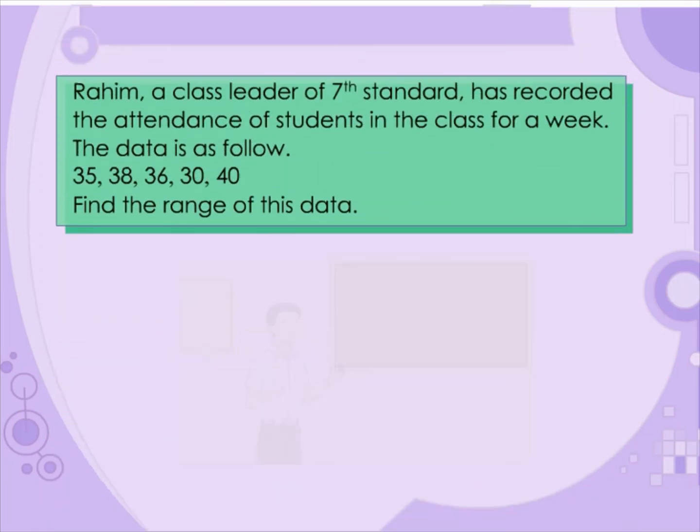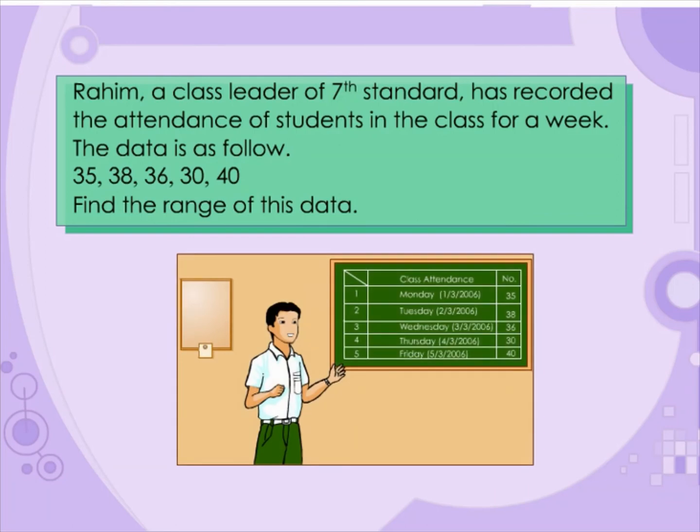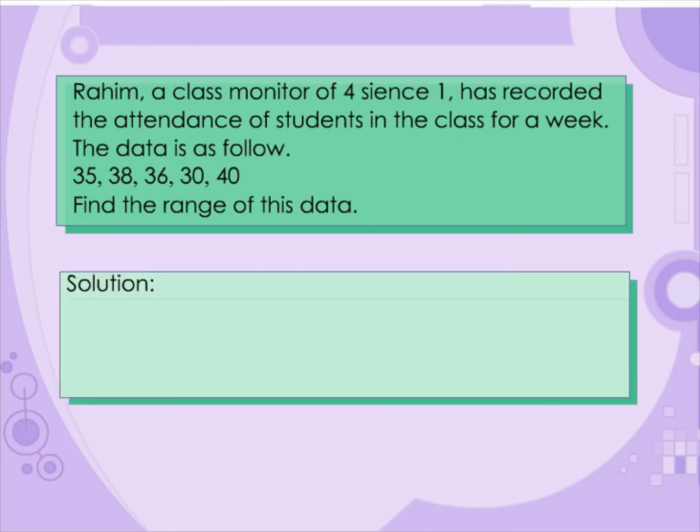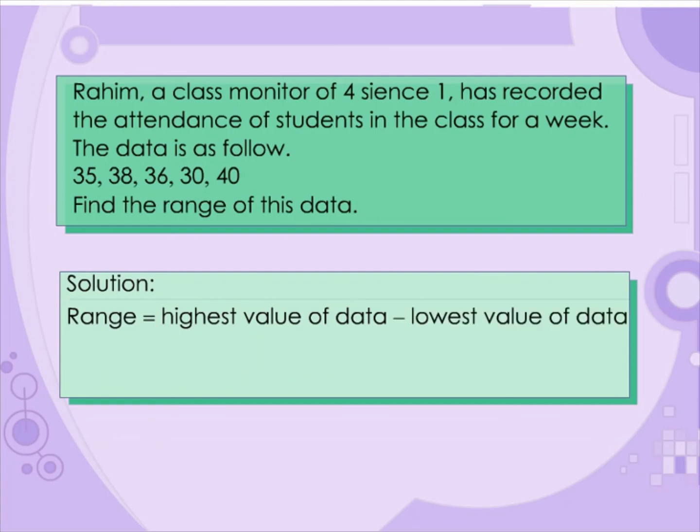Next, take a look at this example. Rahim, a class leader of 7th standard, has recorded the attendance of students in the class for a week. The data is as follows: 35, 38, 36, 30, 40. Find the range of this data. Range is equal to the highest value of data minus the lowest value of data. In this data set, the highest value is 40 and the lowest value is 30. The range is 40 minus 30, which is equal to 10.